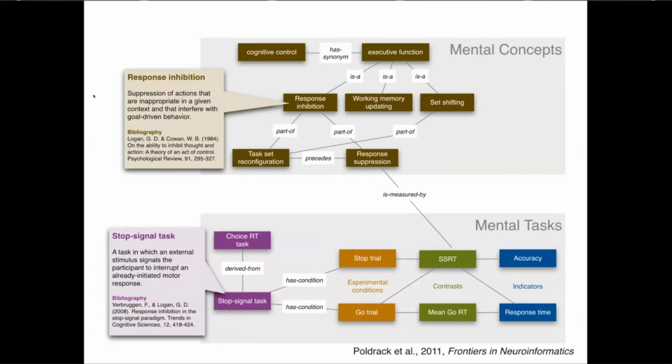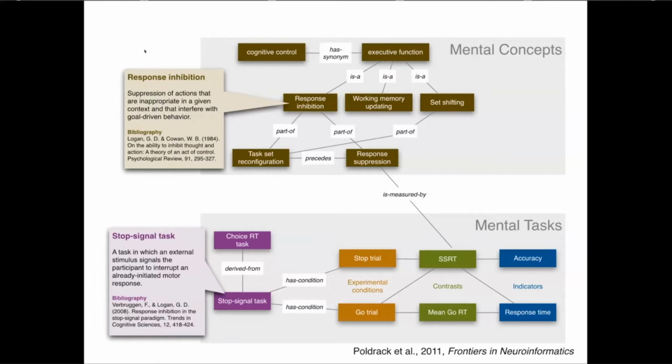And in particular, we say there are particular tasks, and in general, in order to measure something with a task, you need a contrast between conditions. So we establish formal relationships between particular contrasts on a task and the particular concepts that we think they measure.